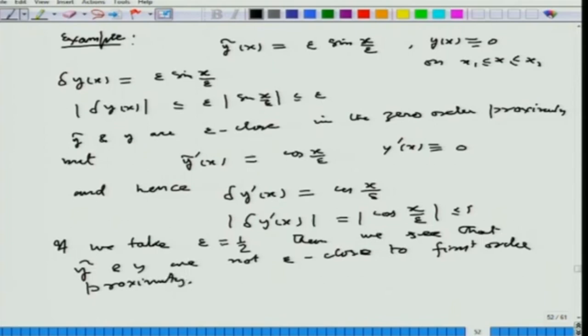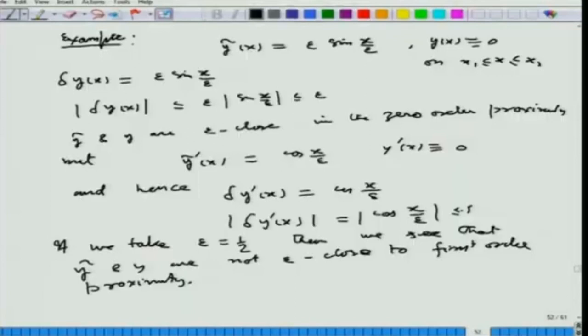They are anyway close to each other in zero order proximity for all epsilon positive, but they are not close to each other in first order proximity if we take epsilon to be strictly less than 1, because if we take epsilon equal to half, we can see that this cannot be less than half in general here. So, we can see that this is an example where y and y tilde are close to each other only in 0 order proximity. So, here we define that.